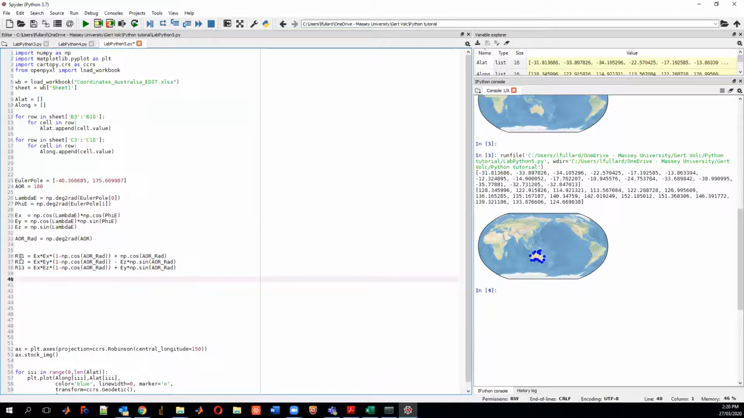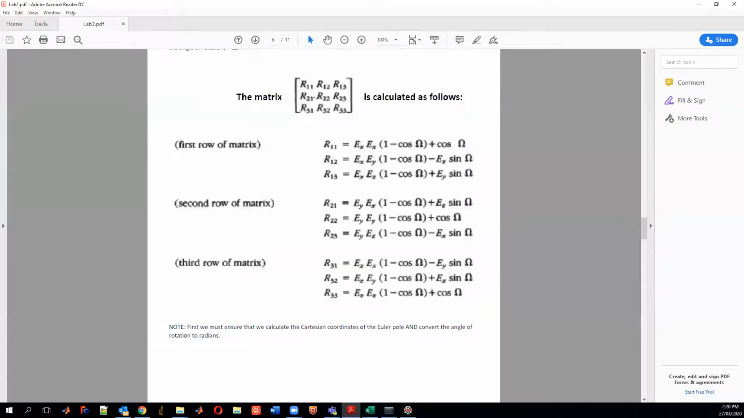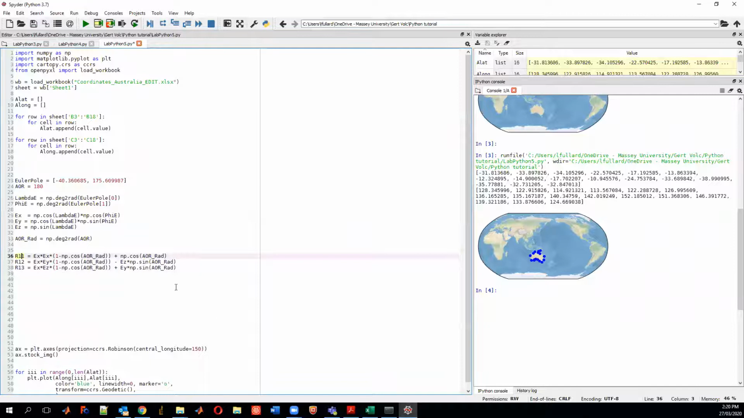The first row, entry 1, entry 2, entry 3. So that corresponds to the first row of this matrix here. Okay, so we better do the others as well. R21, R22... 2, 1, EY times EY. You might like to speed through this if you can speed up the video. Numpy.cos(AOR rad).